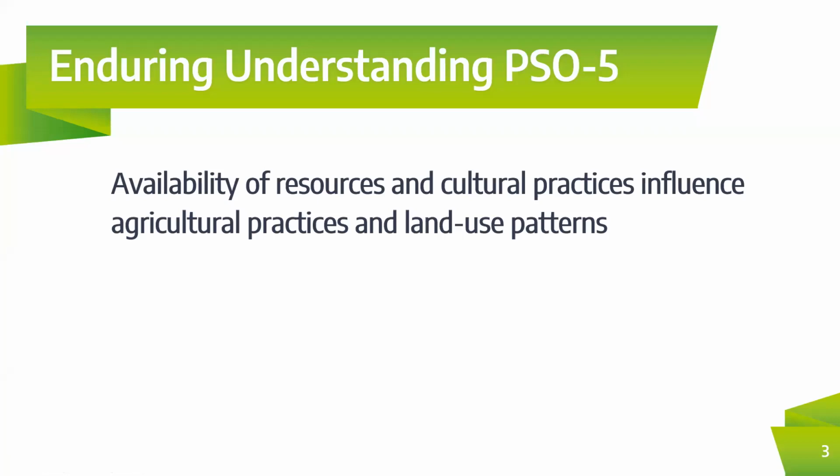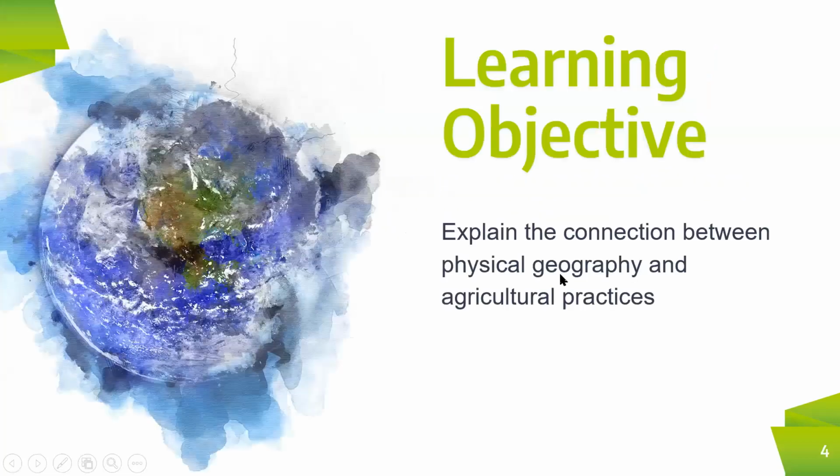So the enduring understanding for this unit is basically understanding that the availability of resources and cultural practices influence agricultural practices and land use patterns. Here's the learning objective for at least topic 5.1: explaining the connection between physical geography and agricultural practices.